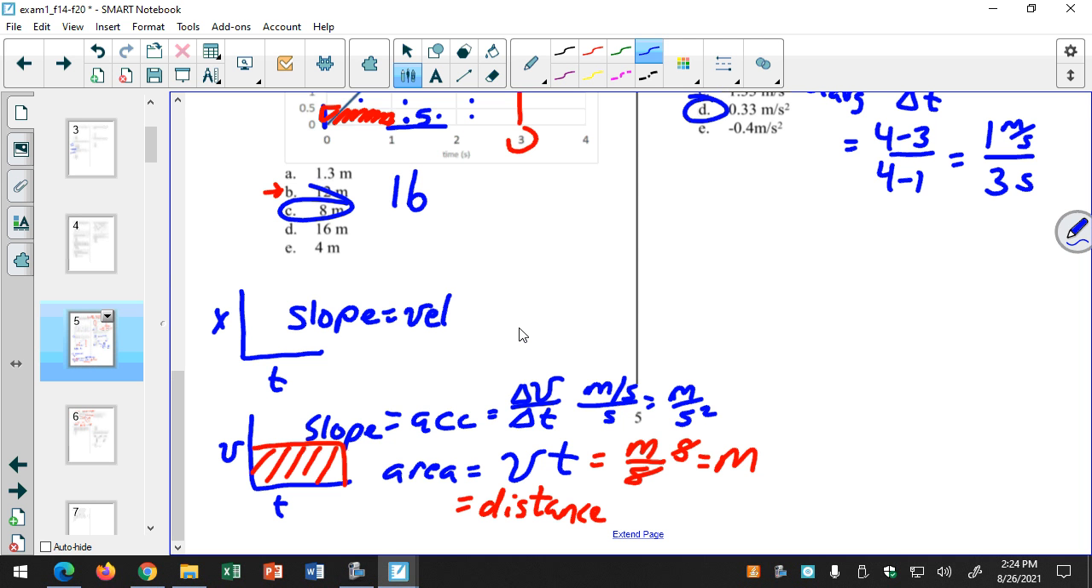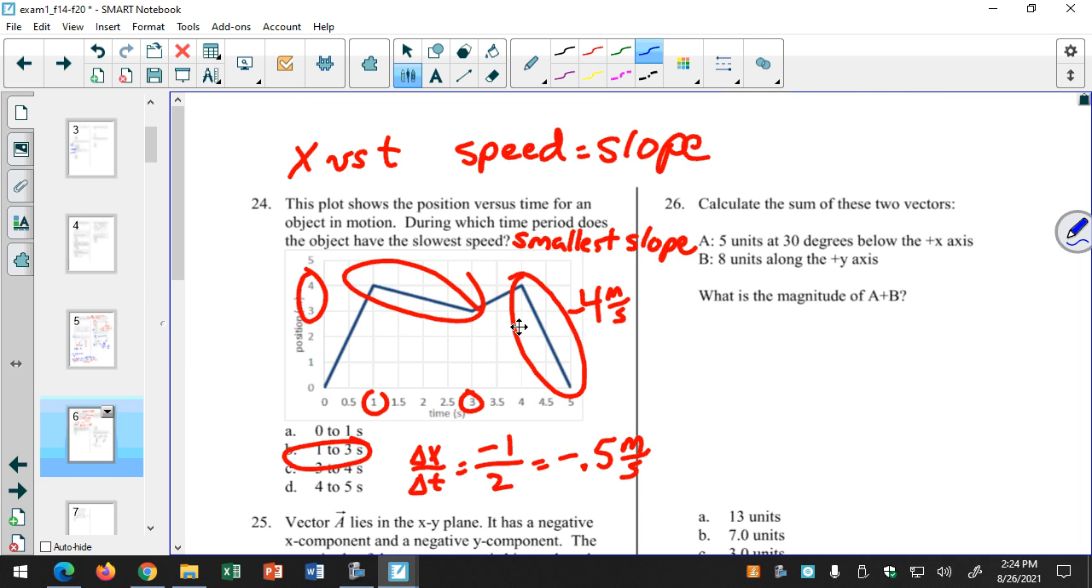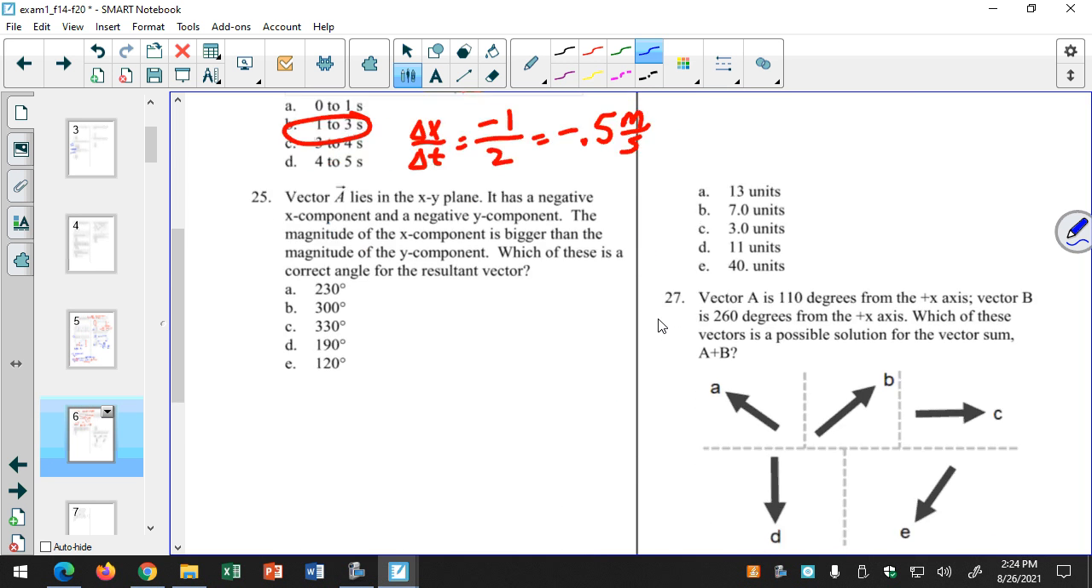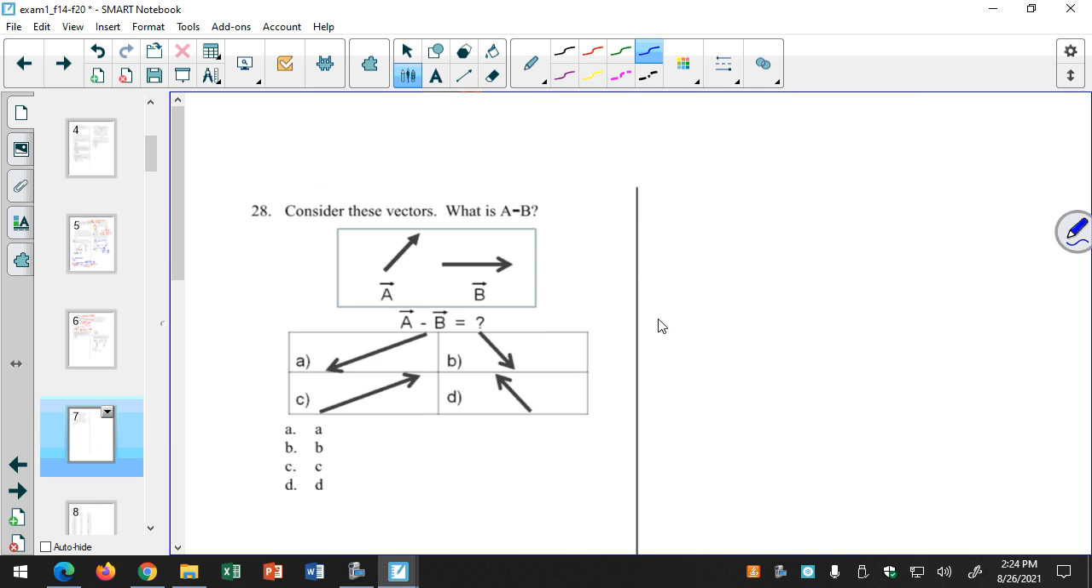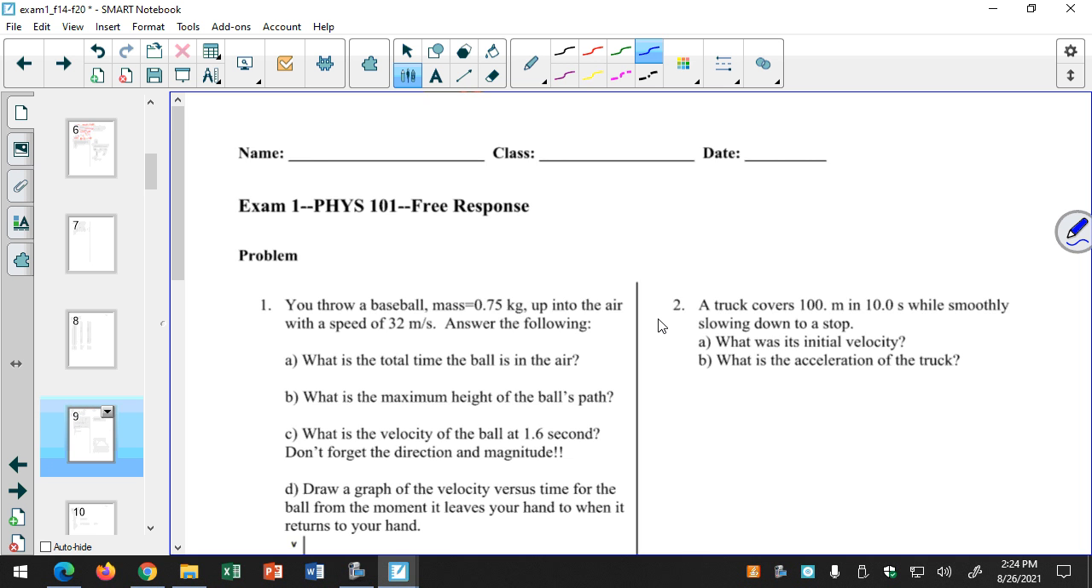Right? Yes. Okay. Don't worry about vectors right now. We're going to get into that soon. Hopefully it'll be on exam 1.